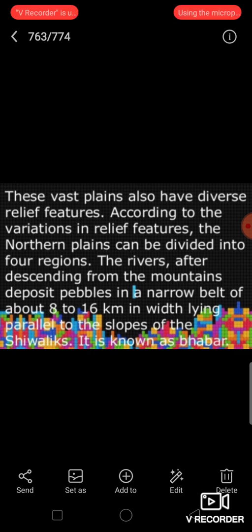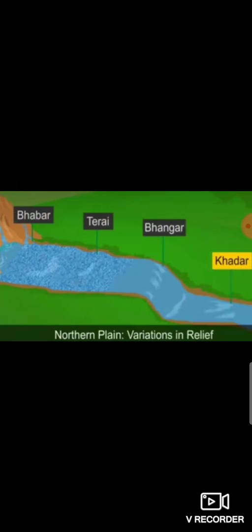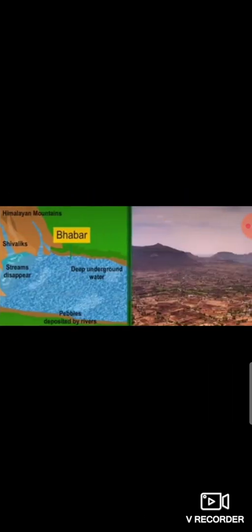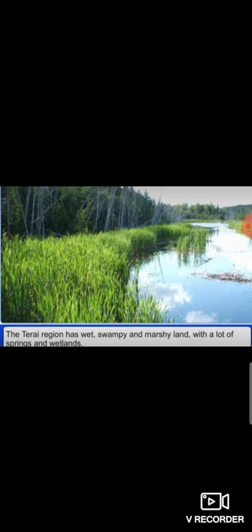the rivers after descending from the mountain deposit pebbles in a narrow belt of about 8 to 16 km in width, lying parallel to the slopes of Shivalika. It is known as Bhabar. All the streams disappear in this Bhabar belt. Now, students, south of this belt, the streams and rivers re-emerge and create a wet, swampy, and marshy region known as Tarai. This was a thickly forested region full of wildlife.